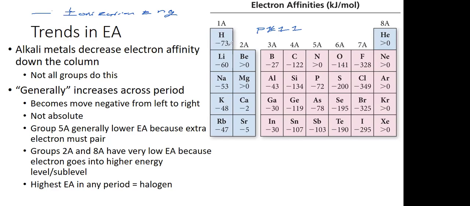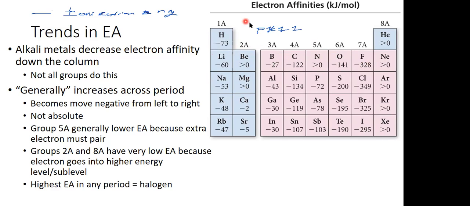Phosphorus, As and Sb follow that trend somewhat, but it's not as pronounced as nitrogen. But generally, moving from left to right, we become more negative. Group 2A does not want to get an electron for a very similar reason. In group 2A, we have a full s orbital. We have 2 electrons in our s orbital. So if we were to put another electron in, we'd have to create a whole new orbital, which doesn't want to happen.